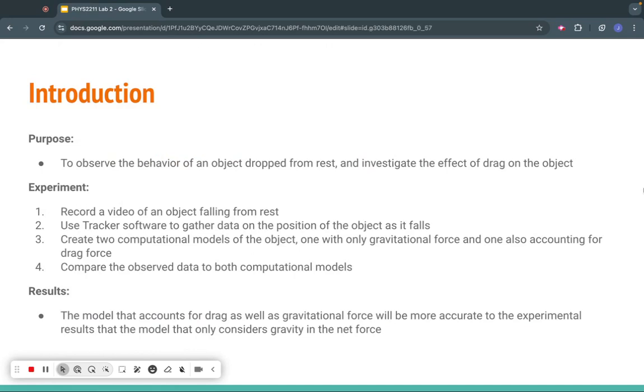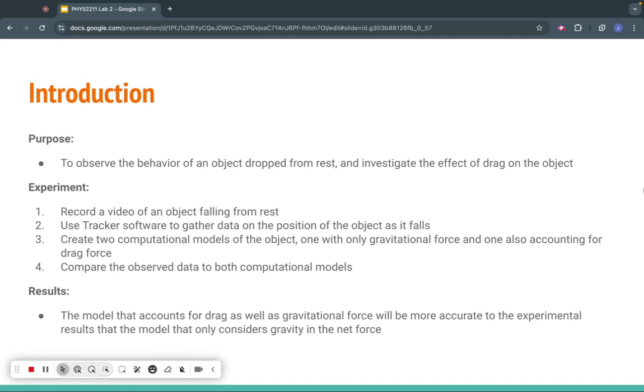The purpose of this experiment was to observe the behavior of an object that's dropped from rest and investigate the effect of drag on the object. The steps of this experiment were to first record a video of an object falling from rest. I chose a crumpled up piece of paper. The second step was to use tracker software to gather data on the position of the object as it falls. Then I created two computational models of the object, one with only gravitational force considered and one that also accounted for drag force. The final step was to compare the observed data to both computational models.